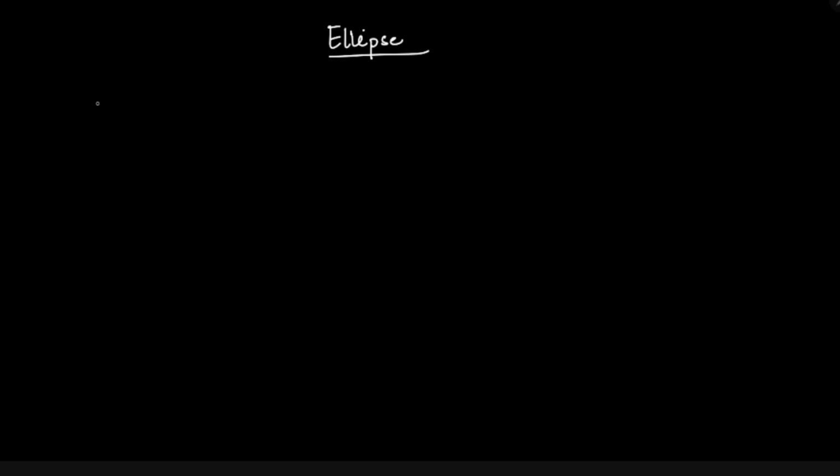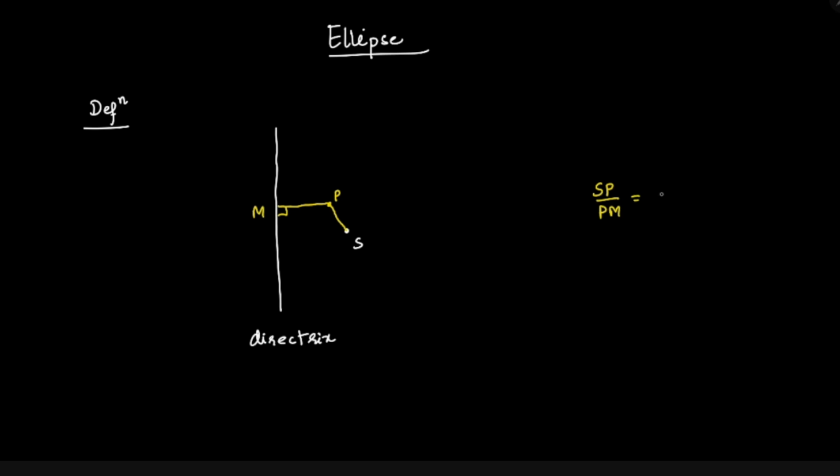What is the definition of an ellipse? This fixed line we are calling the directrix, and this fixed point we are calling the focus. Now we collect all the points of the type P. What should be the speciality of this point P? P's distance to the focus divided by P's distance to the directrix. This ratio we have to maintain constant. SP by PM should be constant. This ratio, what are we calling it? Eccentricity.